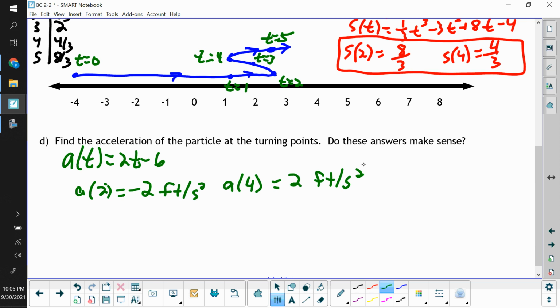Well, the reverse is true at t equals 4. At that instant, we're now starting to head back to the right. So our change in velocity should be something positive. So that would imply that then we're heading to the right.